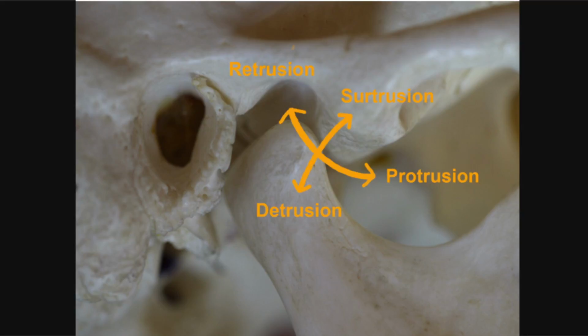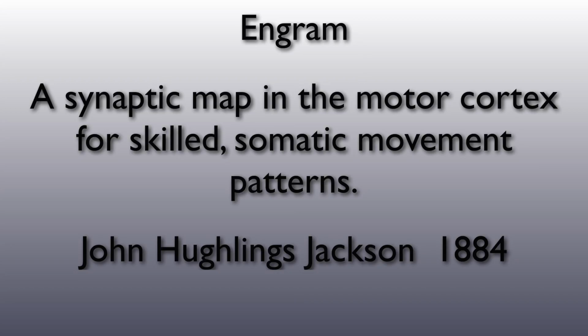The condylar movement terminology which we use are protrusion and retrusion, which everyone is familiar with, and then surtrusion and detrusion. Surtrusion is a movement of the condyle toward the eminence. Detrusion would be a movement of the condyle away from the eminence. Lastly, we will be referring to engrams. An engram is a synaptic map in the motor cortex for skilled somatic movement patterns.